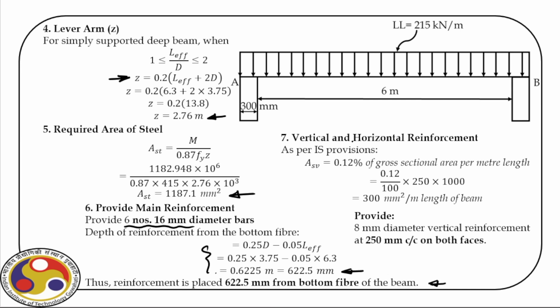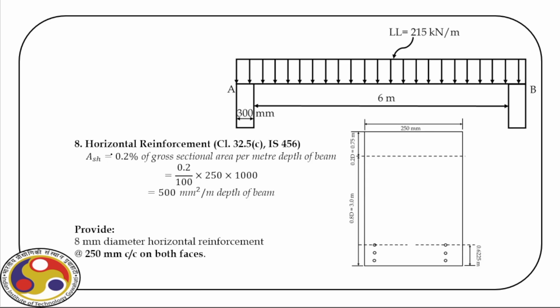Then we also have to provide vertical and horizontal reinforcement, which is 0.12 times the gross cross-sectional area, which is here, that is 300 millimeter square per meter length of the beam. So we provide 8 millimeter diameter bars at a spacing of 250 center to center on both faces, right? So you can see how we can evaluate the steel. Now, horizontal steel requirements are also there. That is the 0.2% of the gross cross-sectional area, which is 500 millimeter square per meter depth of the beam. So we provide 8 millimeter diameter bars at 250.